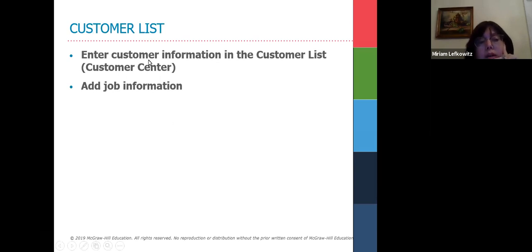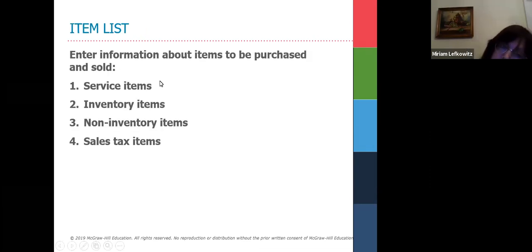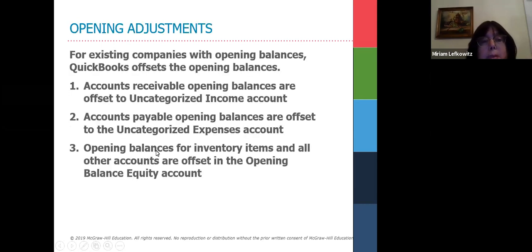Okay, so after you add a customer, you could add a job. That's secondary. And the vendor list doesn't have a job; you just add the vendors right away. When you come to items, you have choices between service, inventory, non-inventory, and sales tax item. I'll give you an example of sales tax and I'll show you how I'm doing it.